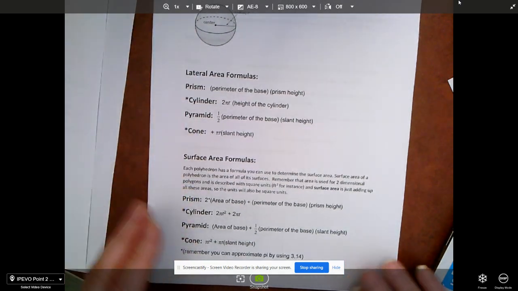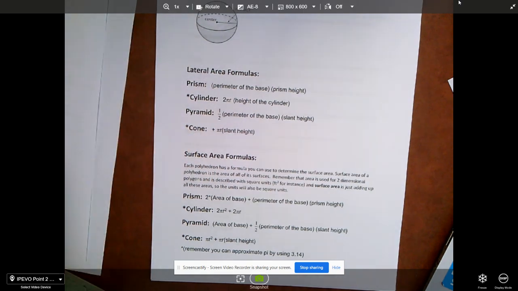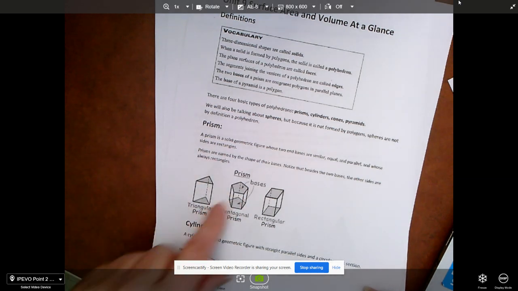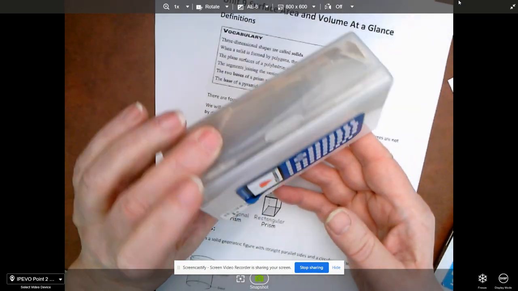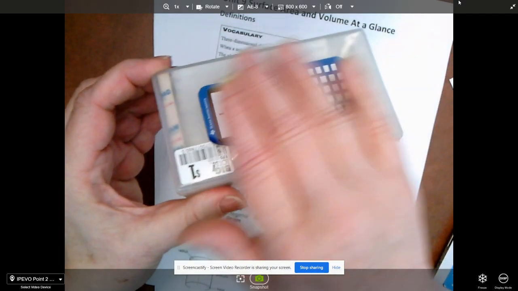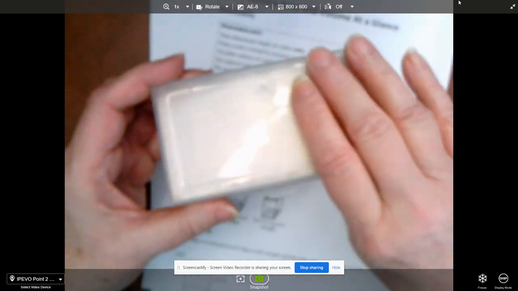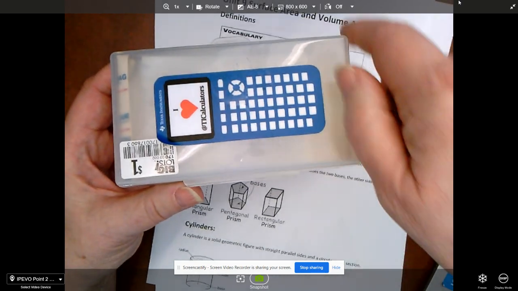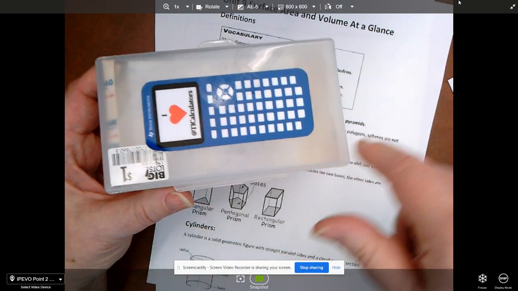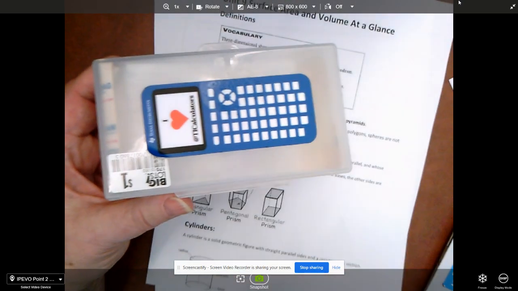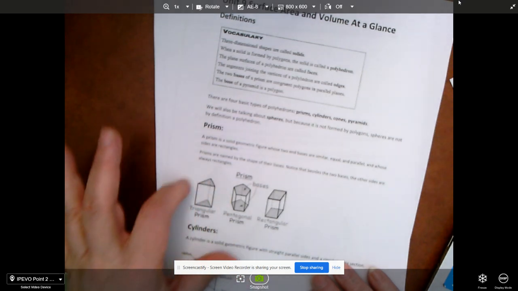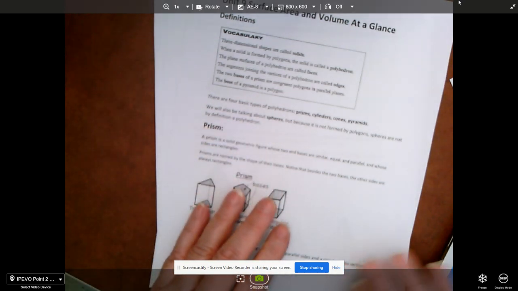Now I've put all your area formulas together. Your lateral area is the area of everything except the bases. If you just went around the side, it would be those areas. For instance, if I had a box like this one, and this is the way I was holding it, this would be the top and this would be the bottom. The lateral area would be the area going all the way around this way, not including the top and the bottom. So the lateral area would be the area going around each one of these shapes.